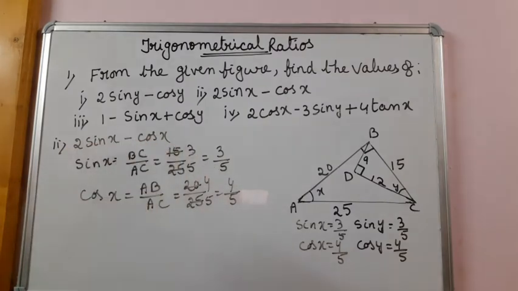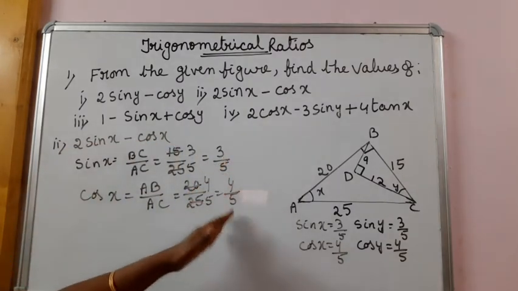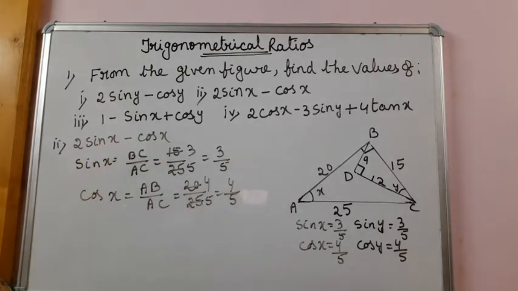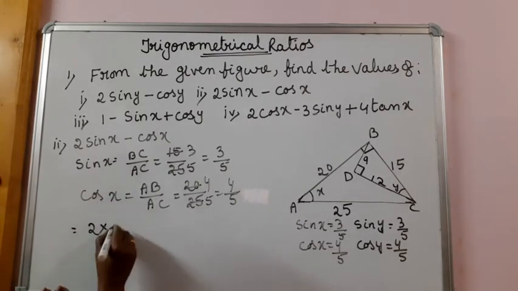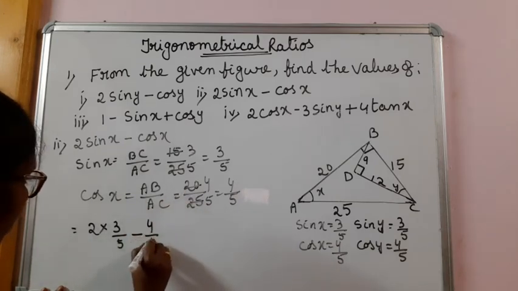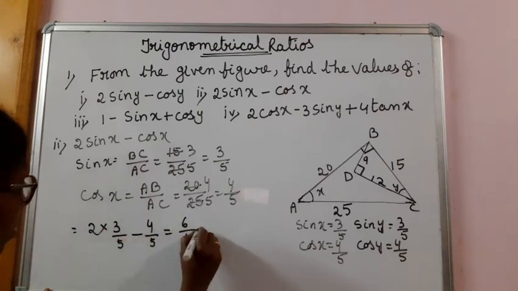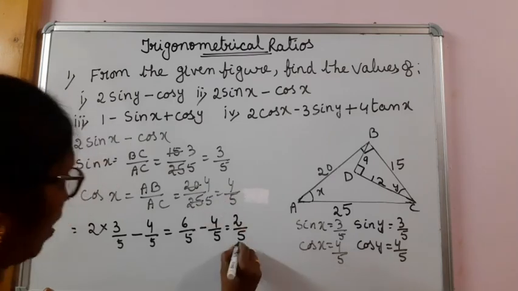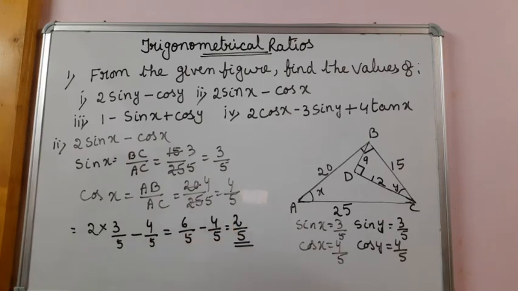In order to find this, we must have sin x and cos x, and these values of sin x and cos x we have to substitute here to get its value. So 2 into sin x is 3 by 5 minus cos x is 4 by 5. That is equal to 2 3s are 6 by 5 minus 4 by 5. This also gives you 2 by 5. So the value of 2 sin x minus cos x is 2 by 5.